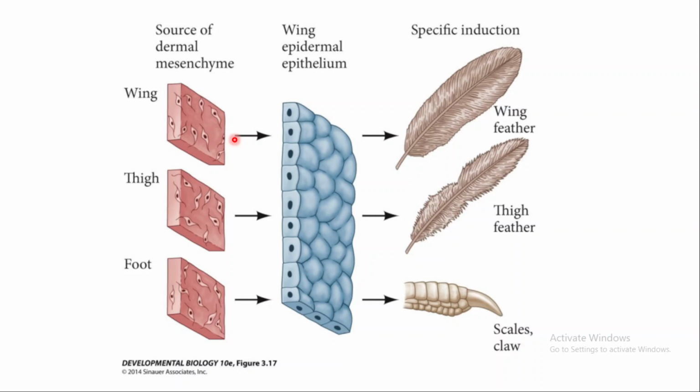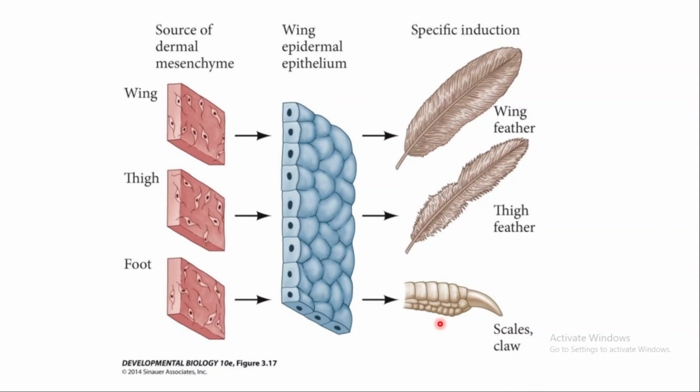So this is the classical wing epithelium and the surrounding mesenchyme. If the source of dermal mesenchyme is wing, then the wing epidermal epithelium will produce a wing feather. If the source of dermal mesenchyme is thigh, then wing epithelium will produce a thigh feather. And if the source of dermal mesenchyme is foot, then wing epidermal epithelium will produce scales and claws. Now you imagine you fit the question in this situation.